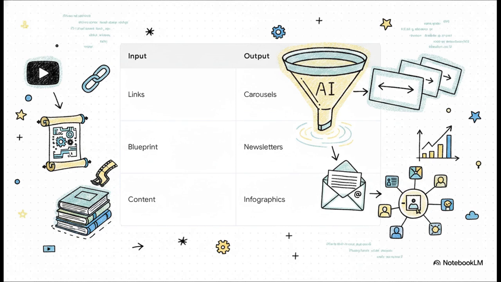Got a YouTube link? Drop it in and let it analyze the themes to get custom carousels. Feed it your personal blueprint, and it'll understand your ikigai to generate highly targeted newsletters. You can even toss in old dusty content, and it extracts the data to give you brand new visual infographics. The AI does all the heavy lifting of repackaging your stuff. It literally turns content creation from a dreaded chore into an absolute playground.